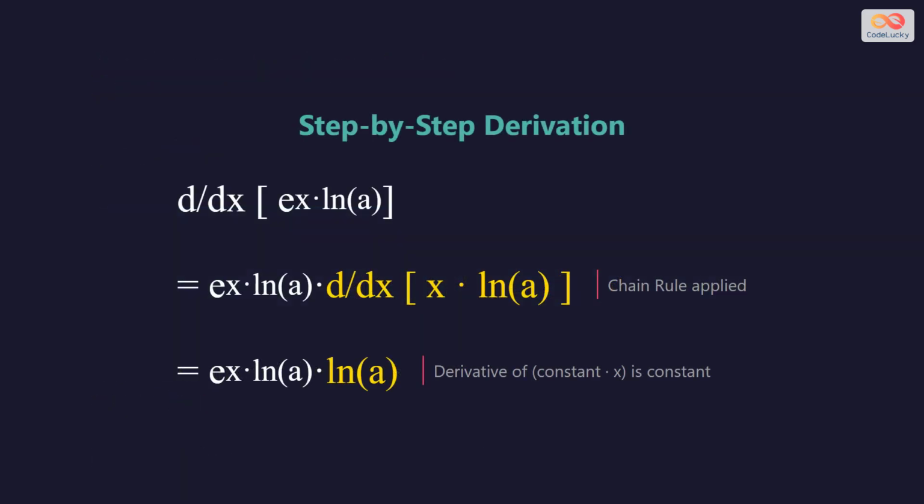Let's differentiate. The derivative of e to the u is e to the u multiplied by the derivative of u. Since the natural log of a is just a constant number, the derivative of x times that constant is simply the constant itself.